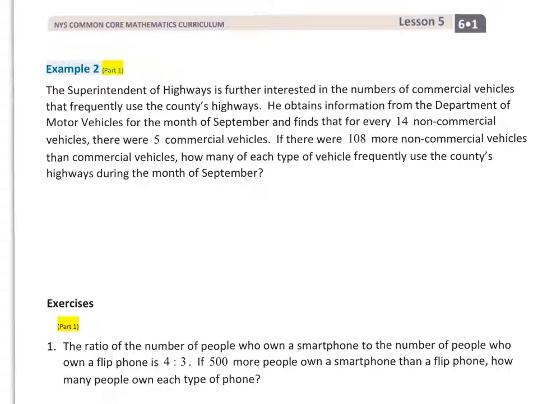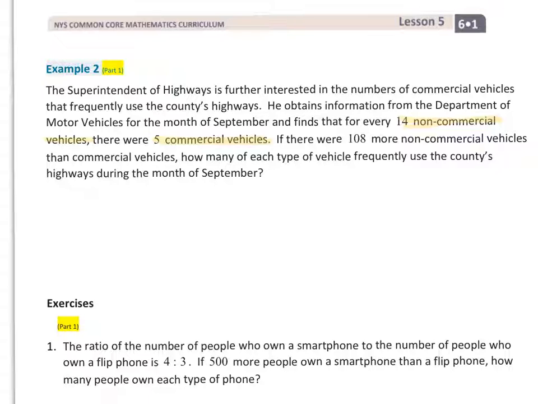The superintendent of highways is further interested in the number of commercial vehicles that frequently use the county's highways. He obtains information from the Department of Motor Vehicles for the month of September and finds that for every 14 non-commercial vehicles, we're going to highlight that, 14 non-commercial vehicles, there were 5 commercial vehicles, so we're going to highlight that. So we have 14 non-commercial vehicles to 5 commercial vehicles.